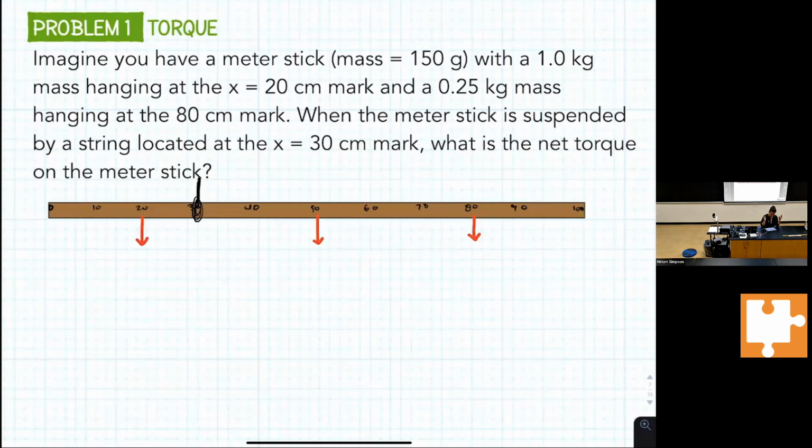So we have these 3 different forces, and the way that we're going to calculate these forces is this is going to be M1G. We'll call this M2G, and this will be the mass at the center of mass, G. This first one is 1 kilogram, so M1 is 1 kilogram. This is 0.25 kilograms, and then this is 0.150 kilograms.